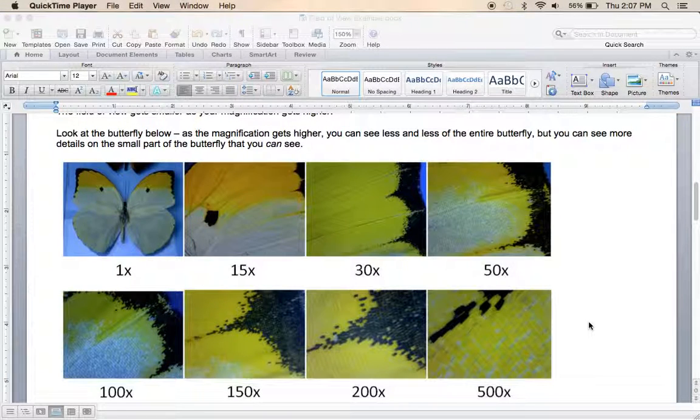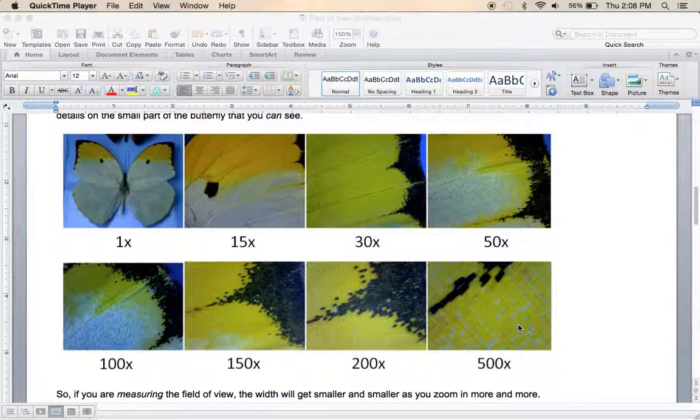This series of butterfly pictures is a good example of this. When you have just the regular butterfly that you're looking at, you can see the whole object. You have a wide field of view, but you can't see many details. As you zoom in, you can see that the field of view, the part of the butterfly that you're seeing, is getting smaller and smaller. But what you can see is more and more detailed. You can see down to the little tiny particles on the wings at this 500x magnification.